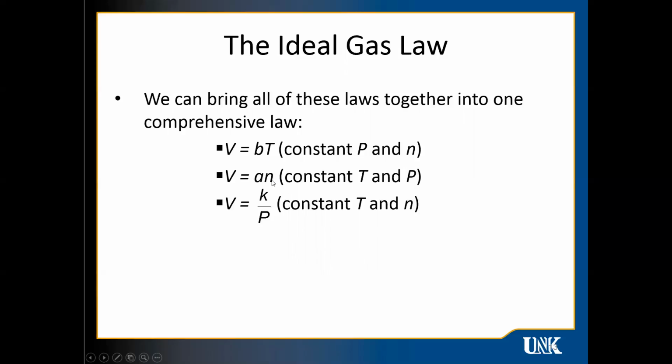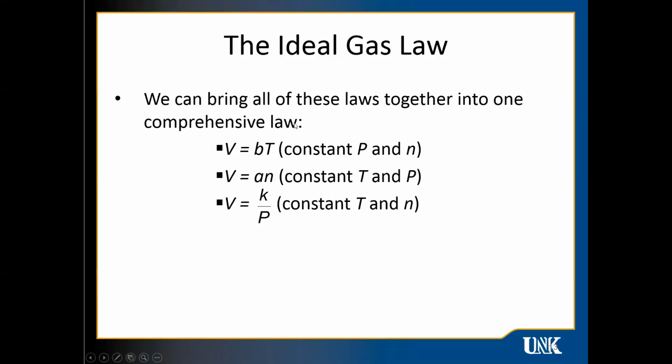Volume and number of moles are directly related. They're on opposite sides of the equation with a proportionality constant. Volume and pressure are indirectly related. So that's going to be PV equals the proportionality constant K. If we want to put volume and pressure on opposite sides of the equation, we have to divide by pressure.